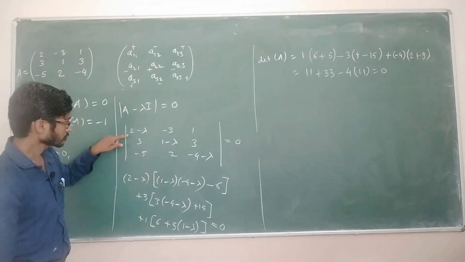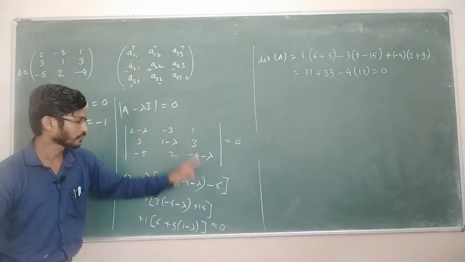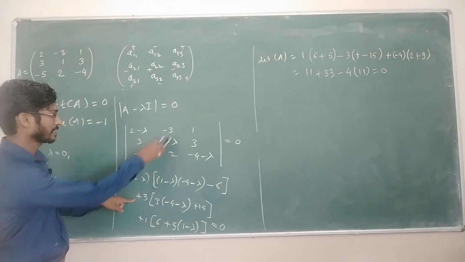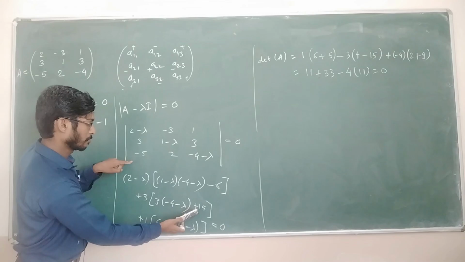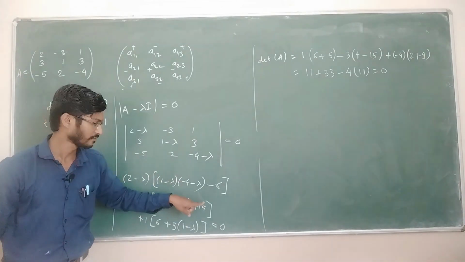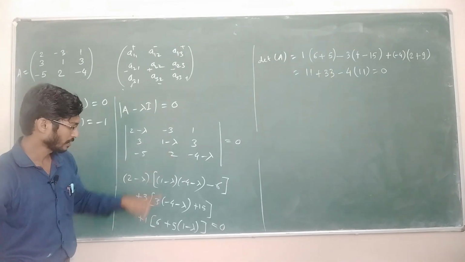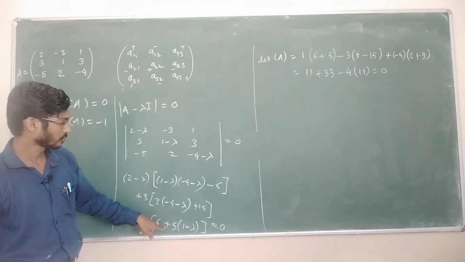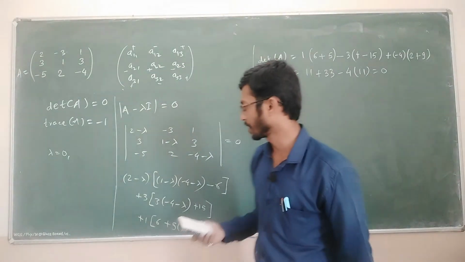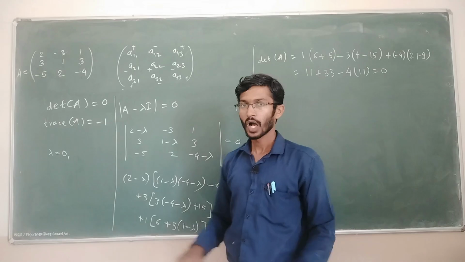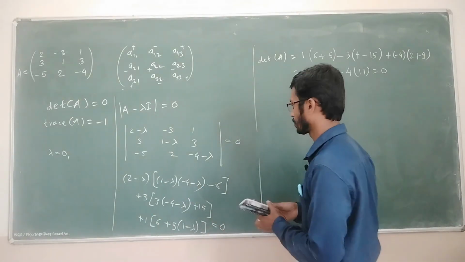Let me check again. So 2 minus lambda, I will leave this row and column. I will get (1 minus lambda) into (minus 4 minus lambda) minus 2 into 3 is 6. Now here this is minus and this minus 3 will become plus 3. So I will leave this column and this row. So 3 into (minus 4 minus lambda) minus 5 into 3, that is minus, plus 15. Then plus 1, because here is plus. Now I will leave this column and row. 3 into 2 is 6 minus, and here is minus, so plus 5 into (1 minus lambda), that is equal to 0. So we have to expand this, and after expansion we will get an equation in cubic form, or because here I have one answer equal to 0, I can get a quadratic equation. Let's see how we can solve this.